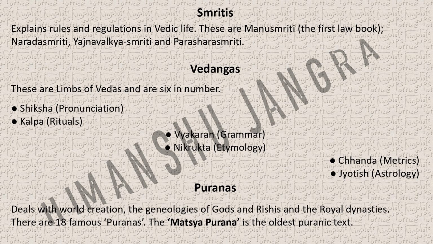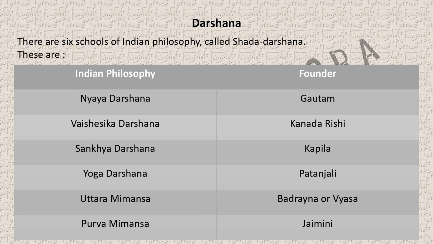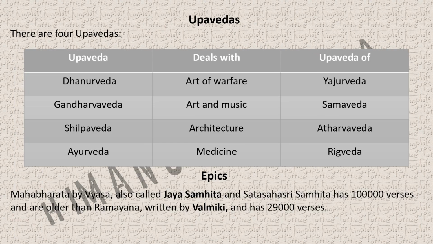The Matsya Purana is the oldest Puranic text. Darshana. There are 6 schools of Indian philosophy, called Shatadarshana. These are Nyayadarshana, Gautam; Vaisheshikadarshana, Kanadarishi; Sankhyadarshana, Kapila; Yogadarshana, Patanjali; Uttaramimansa, Bhadrayana or Vyasa; Purvamimansa, Jaimini.